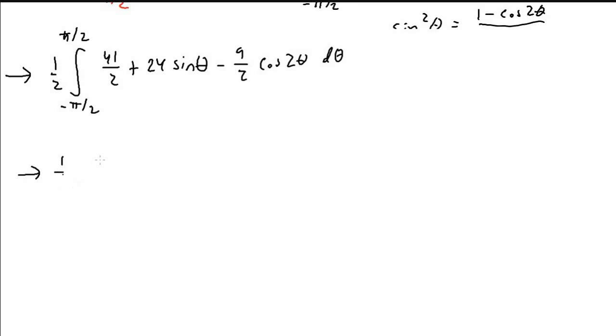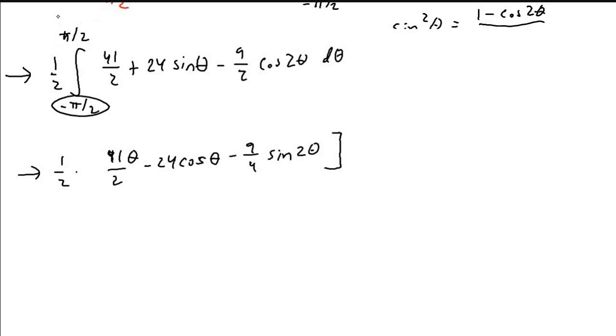So we get 1/2 times 41 theta over 2, or 41 over 2 theta, plus the integral of 24 sine theta, which is negative 24 cosine of theta, because we derive negative cosine to get to positive sine. And the integral of negative 9 halves cosine of 2 theta is going to be negative 9 over 4 sine of 2 theta, because the derivative of negative sine is negative cosine. And so we're going to go from the bounds of negative pi over 2 to positive pi over 2.